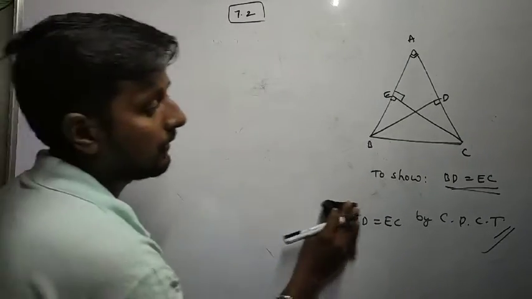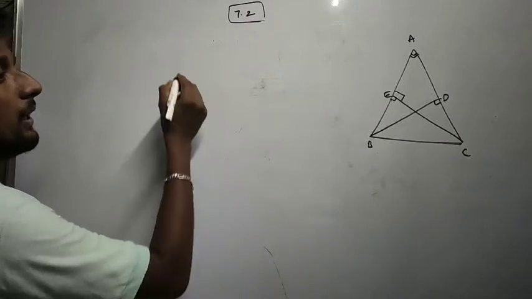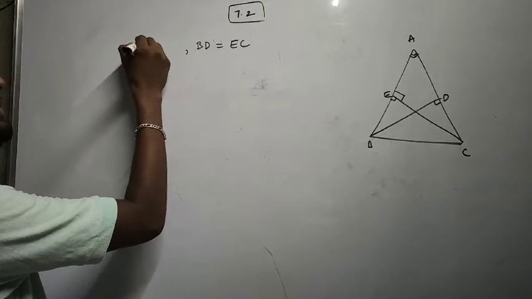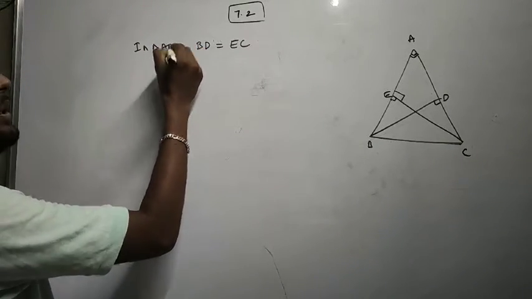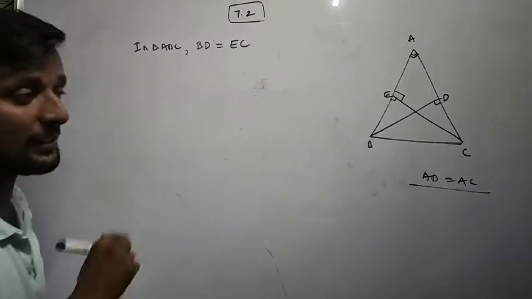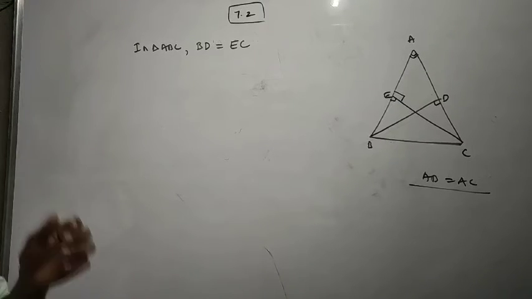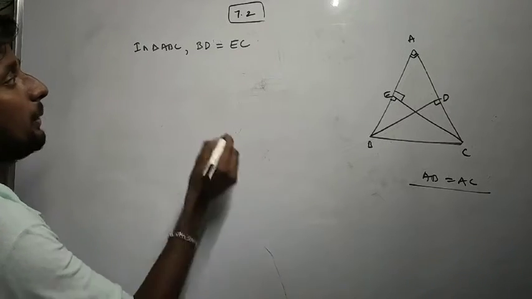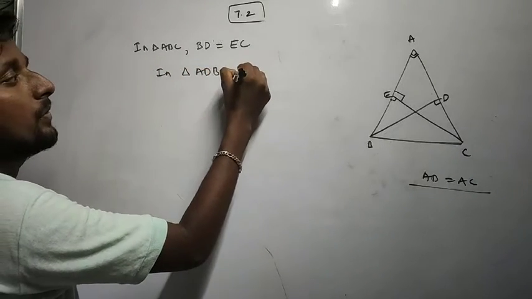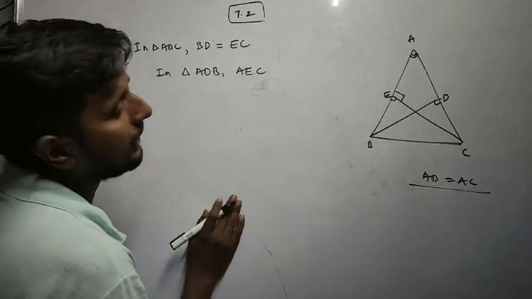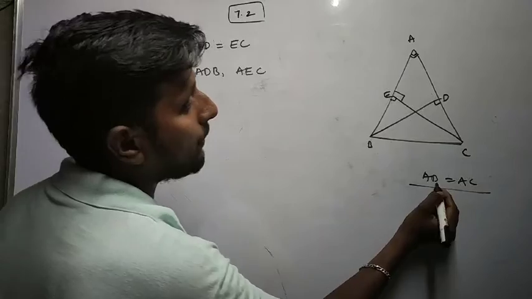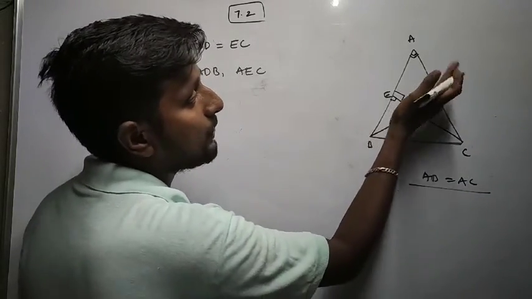Same diagram. Now what should be the given information? Given information is BD is equal to EC in triangle ABC. The altitudes are equal, then show that AB is equal to AC, or triangle ABC is an isosceles triangle. Okay. Now same in triangle ADB and triangle AEC, same triangles you can compare, and we don't know AB is equal to AC, but we know this one equal.